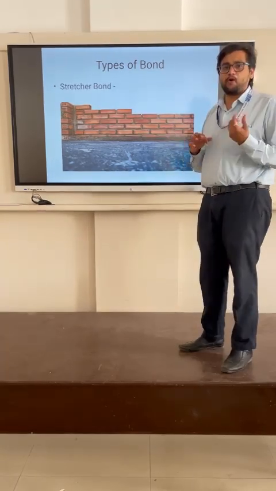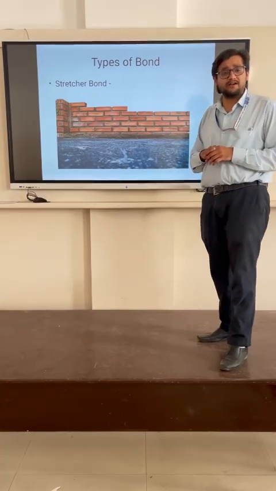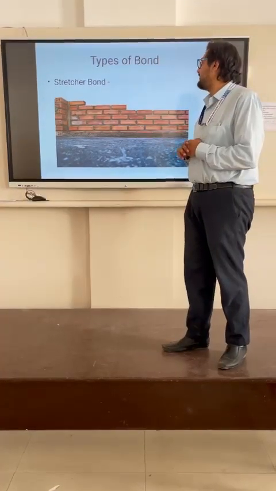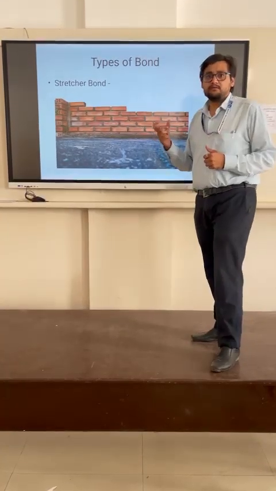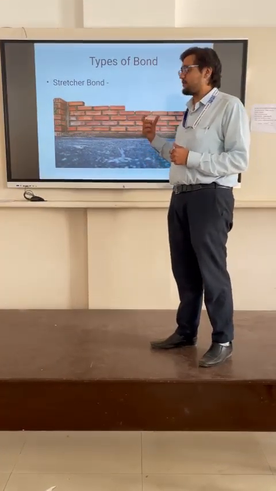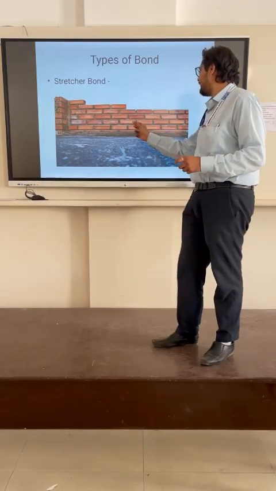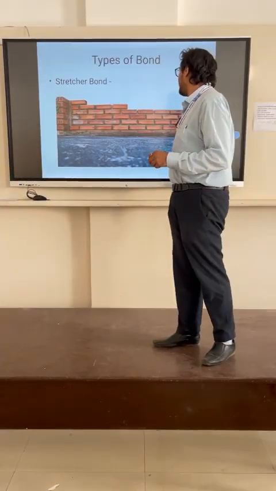Bond we have already studied in the last session. There are some different bonds. The first bond is the stretcher bond. Here the bricks are laid in each layer by putting one brick side by side. These are mostly one brick elements.